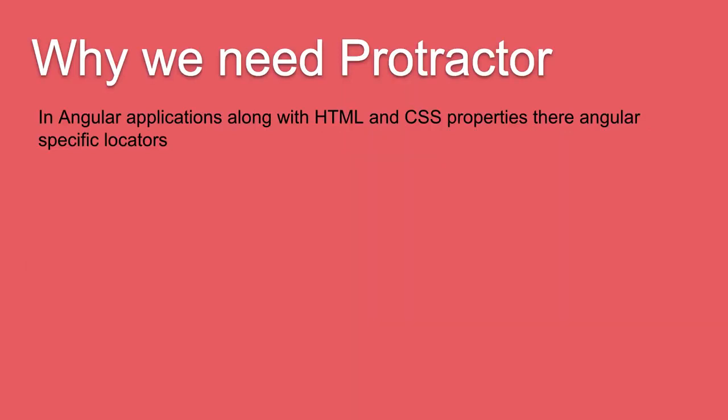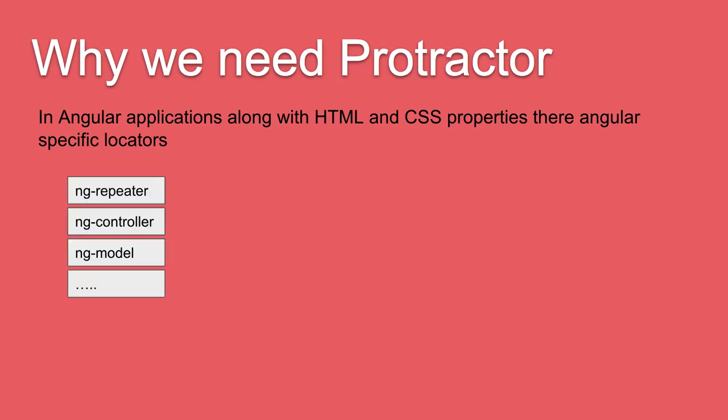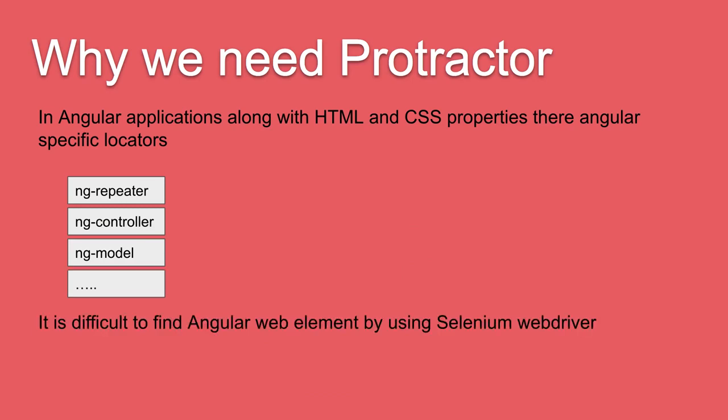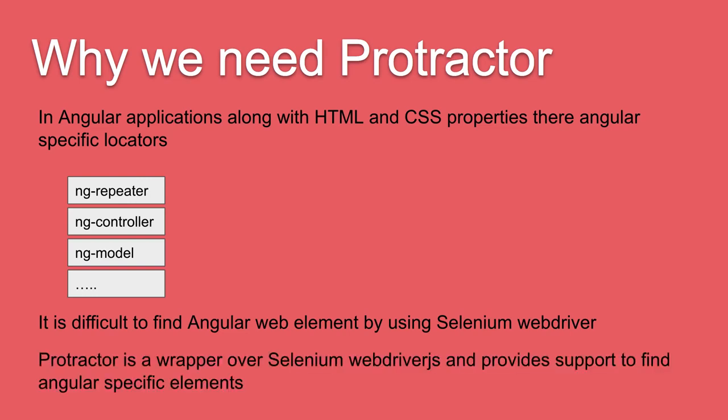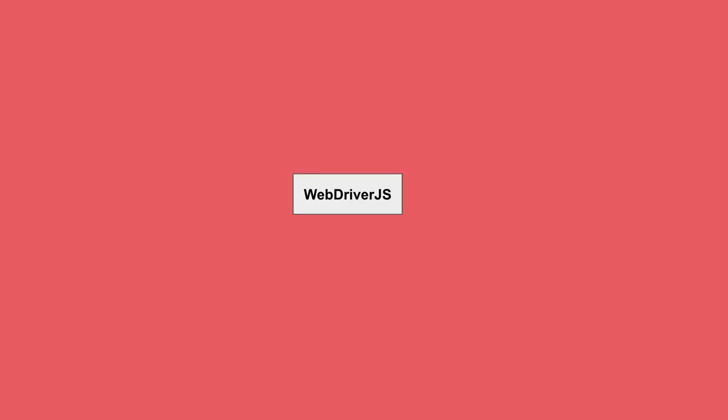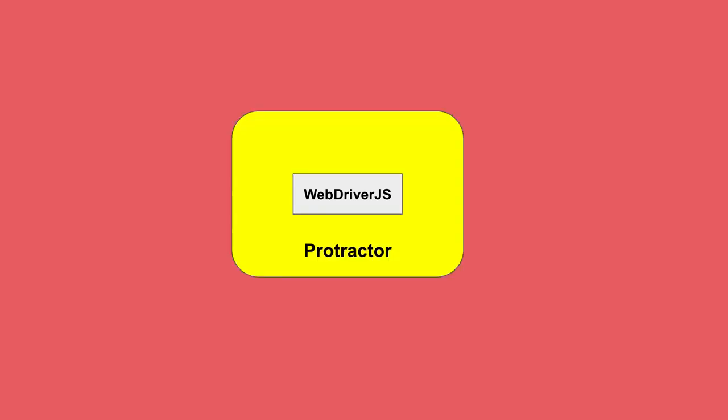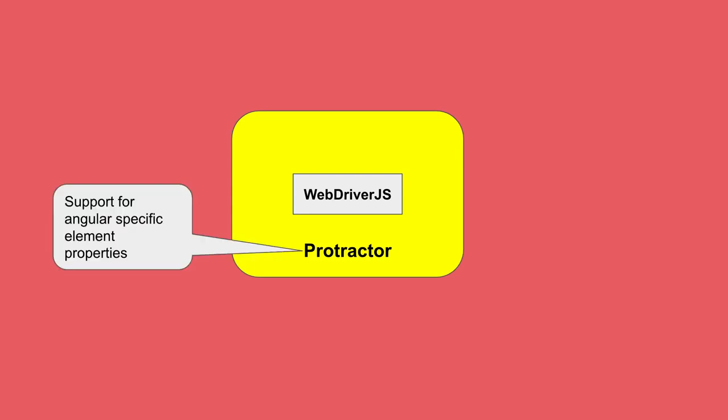So in Angular applications, along with the other properties of general HTML and CSS, there are these Angular specific locators like Angular repeater, controller, model, and so on. And it is difficult to find Angular elements by using Selenium WebDriver, and therefore we need Protractor, because Protractor is a wrapper over the JavaScript binding of Selenium, that is Selenium JS, and it provides support for these Angular specific elements. So here you can see we have WebDriver JS, which is the JavaScript binding of Selenium, and we have a wrapper over it which is Protractor, and Protractor has this support for finding Angular specific elements or properties.